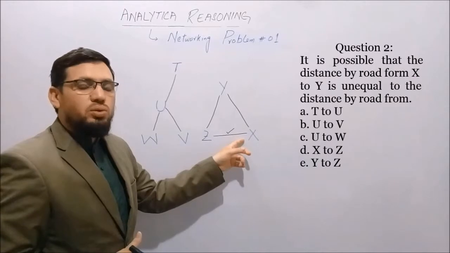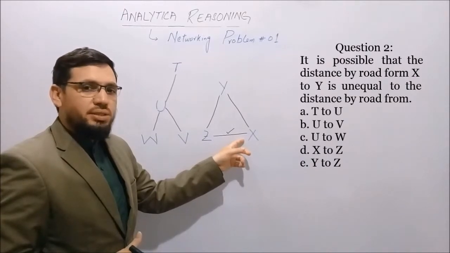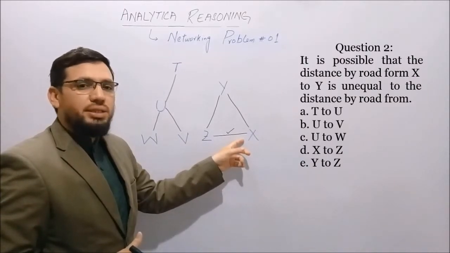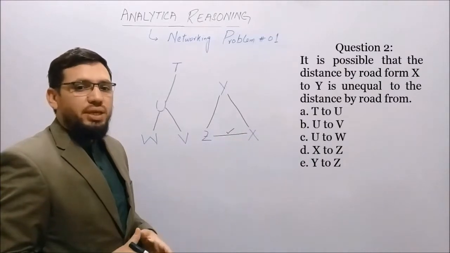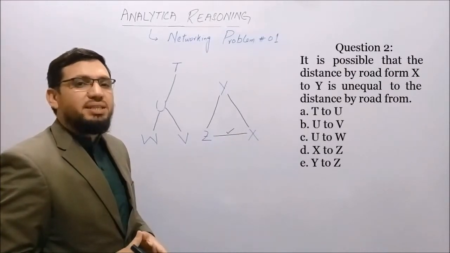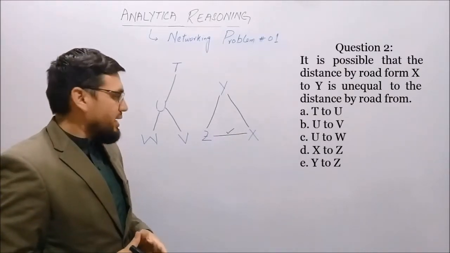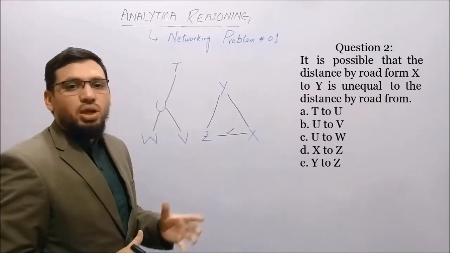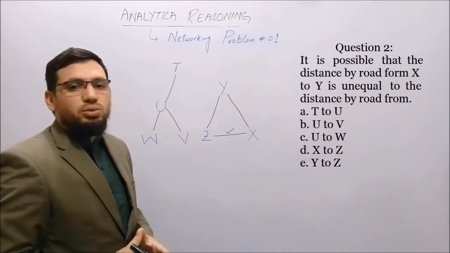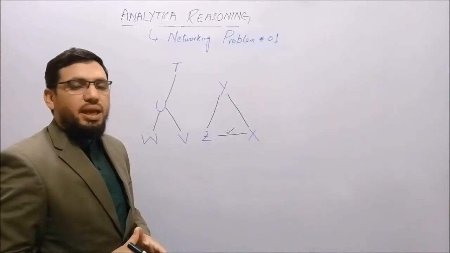And all the other roads are at equal distance from one town to another town. So the option we have over here, that is option D, that X and Z, their distance could be unequal to the distance of X and Y.